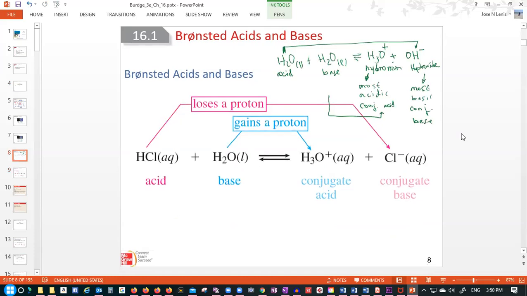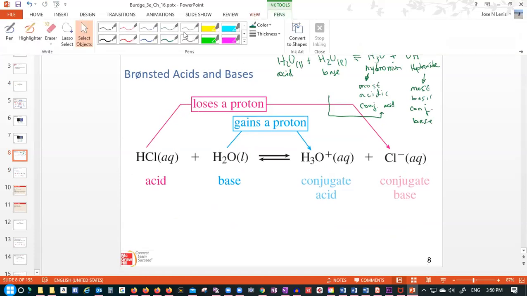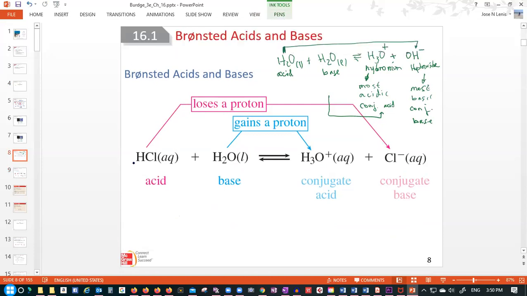Let's do the same reasoning on the previous one. Hydrochloric acid is being classified as a strong acid. Remember, water is a weak base.